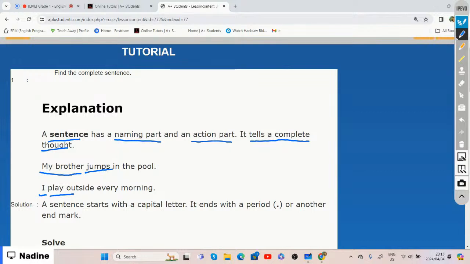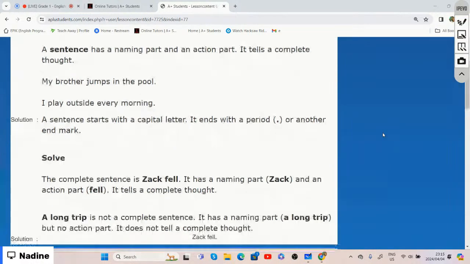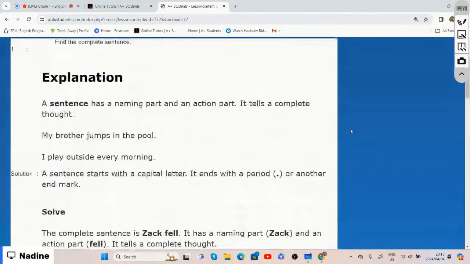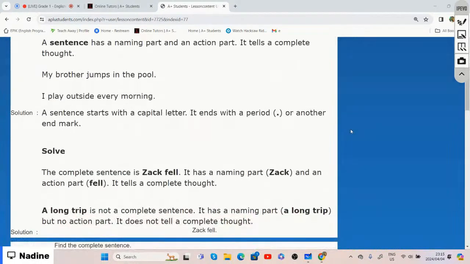And then lastly, a sentence starts with a capital letter, and it either ends with a period or an exclamation point, or it ends with a question mark, right? So now we're going to find the complete sentence, right?